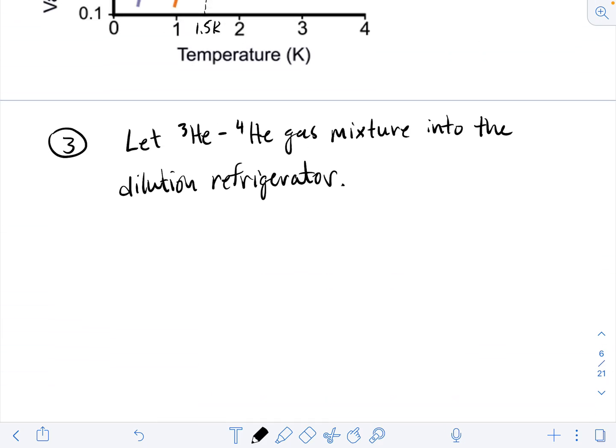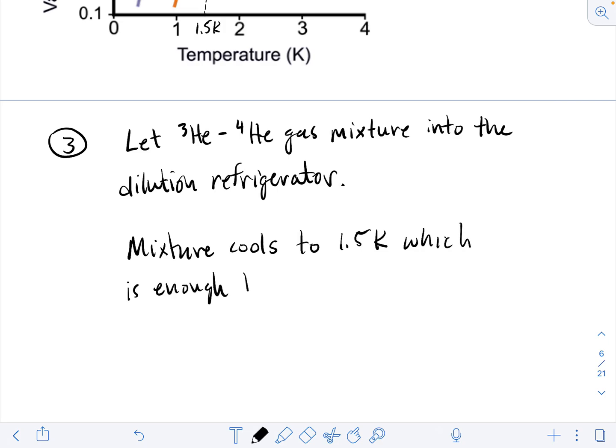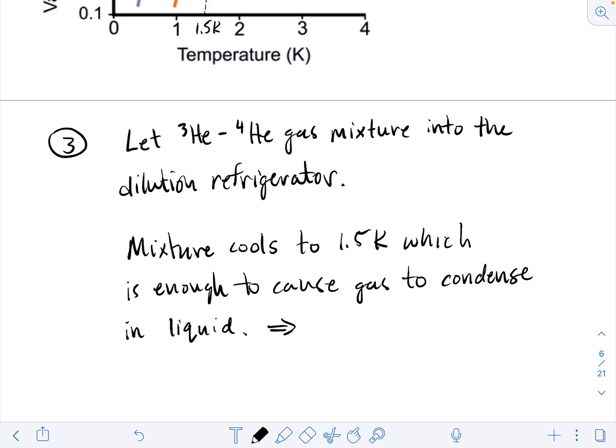So the mixture cools to about 1.5 Kelvin, which is enough to cause the gas to condense into liquid. This liquid is going to be a homogeneous liquid, so there is no phase separation.